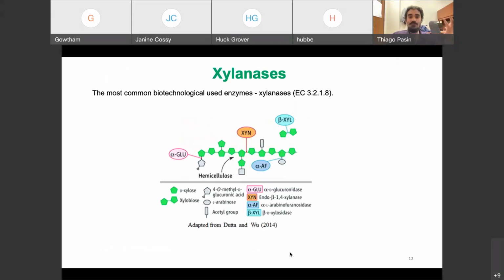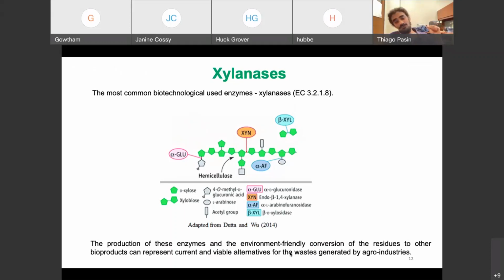And now let's talk about the xylanases. These are the most common biotechnologically used enzymes. And the production of these enzymes and the environment-friendly conversion of the residues to other bioproducts can represent current and viable alternatives for the waste generated by agro-industries. So we have the xylanase and we have the xylan, the majority of the hemicellulose residues.